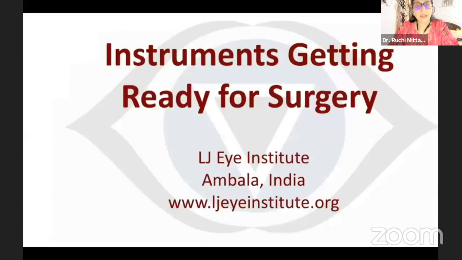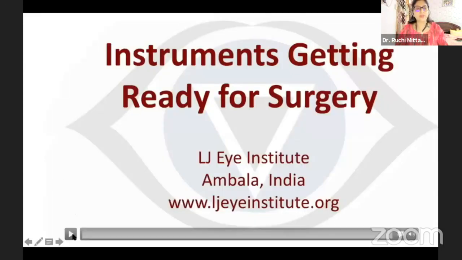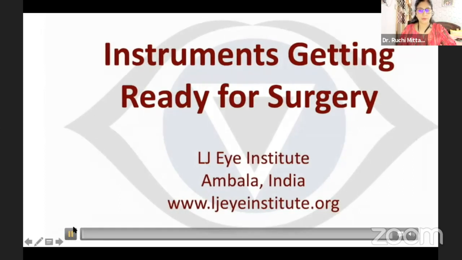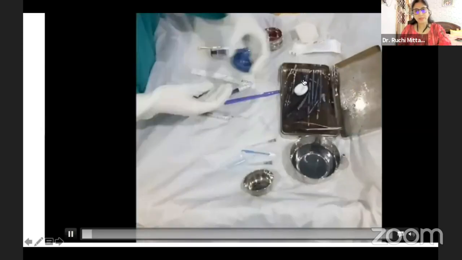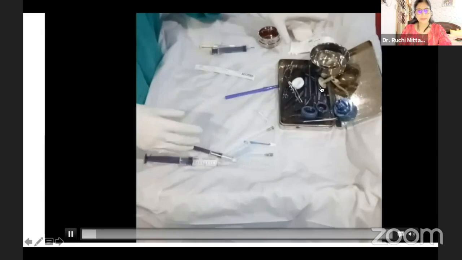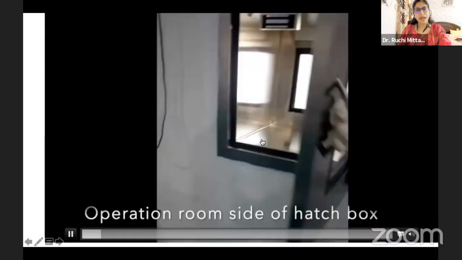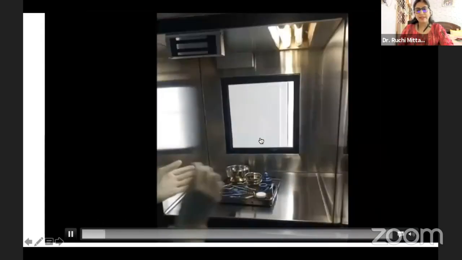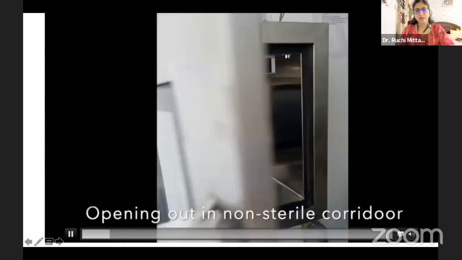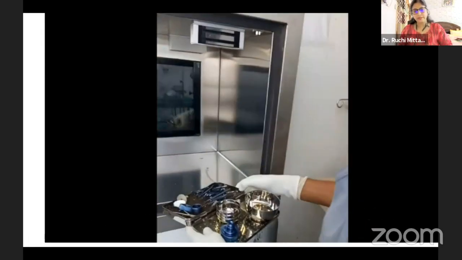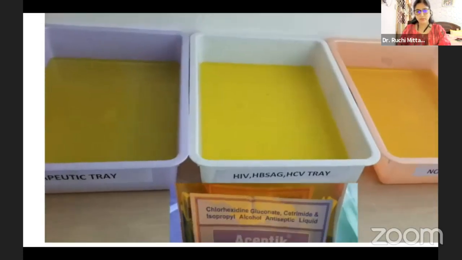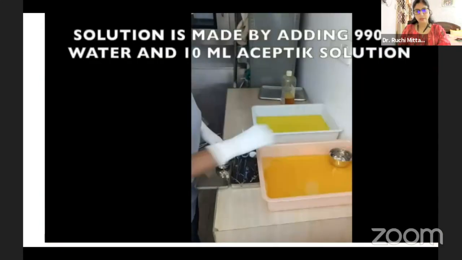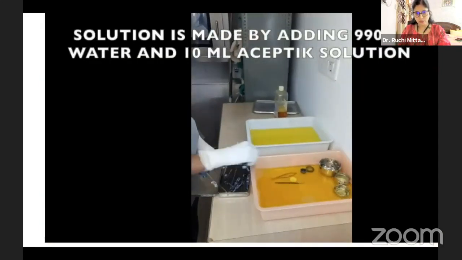Now, coming to the instruments getting ready for surgery. This is a very small video to show how the instruments should be properly packed and used before OT. After completing the case, we should keep the instruments back, and then we have to transfer the soiled instruments to the hatch box. This is the operating room side of the hatch box, taking out from the non-sterile corridor, and then we have to clean them. And we use the aseptic solutions for cleaning these instruments. Brushes can be used to properly clean the instrument.